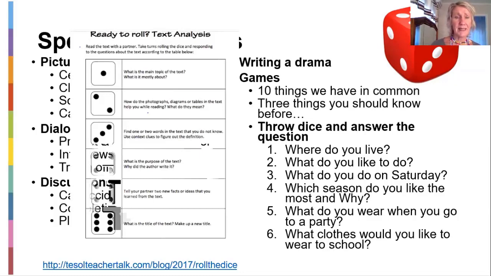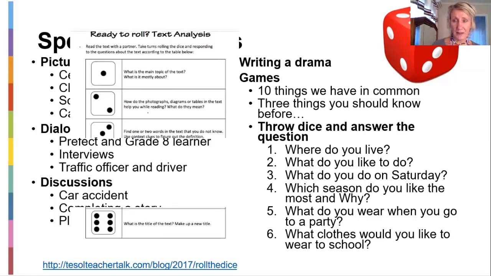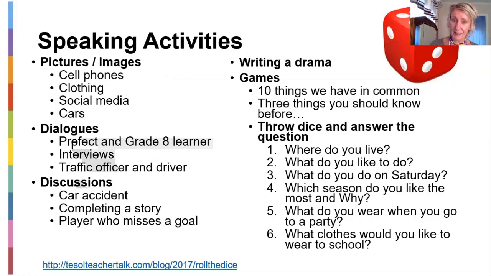So in the text analysis, if you throw 1, what is the main topic of the text? What is it mostly about? If you throw 6, what is the title of the text? Make up a new title, okay, quite creative. 4, what is the purpose of the text? Why did the author write it? So different questions you would ask for textual analysis.